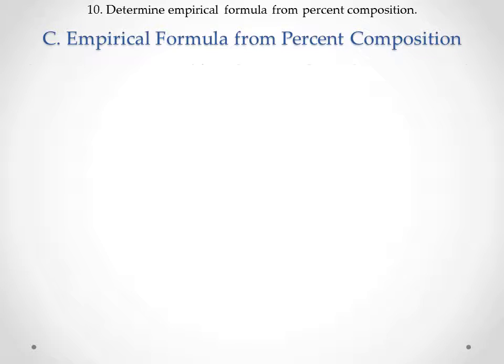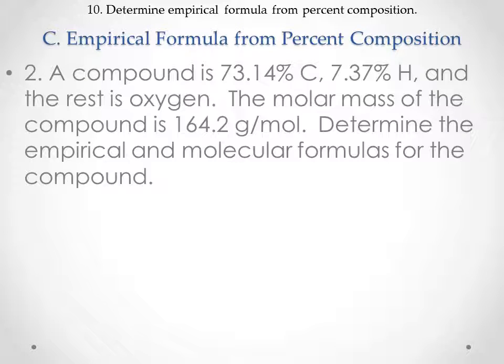Alright, so let's just take a look at an example. Here's a problem. A compound is 73.14% carbon, 7.37% hydrogen, and the rest is oxygen. The molar mass of the compound is 164.2 grams per mole, and we're asked to determine the empirical and molecular formulas for the compound. So what we're given here is percent composition data. Remember, these percent compositions are percent by mass. So if I had 100 grams of the compound, 73.14 grams would be carbon, 7.37 grams would be hydrogen, and the rest of it would be oxygen.